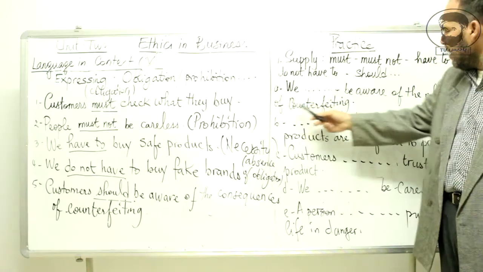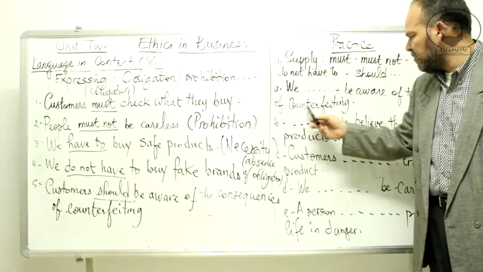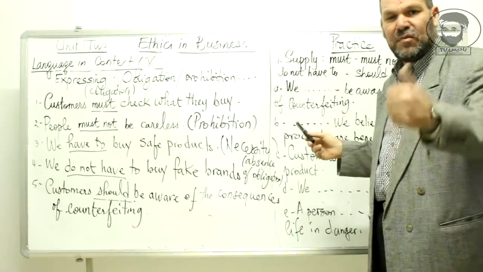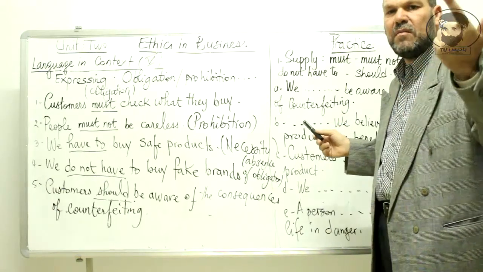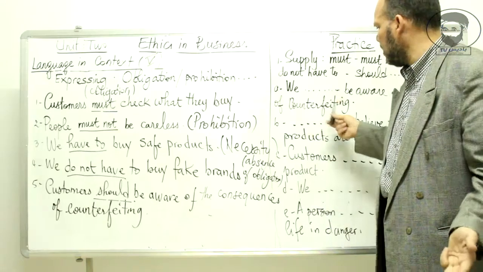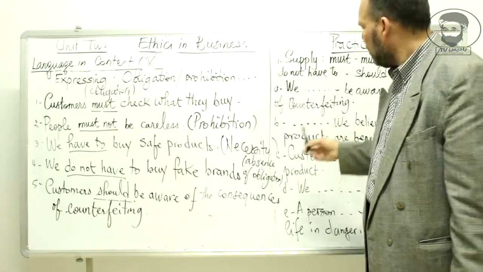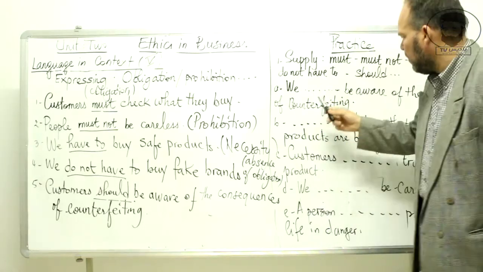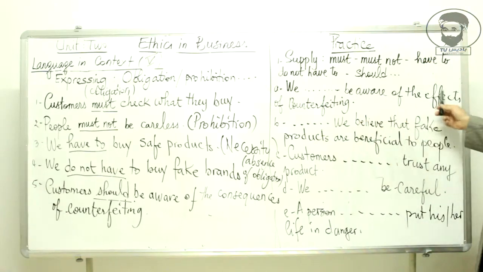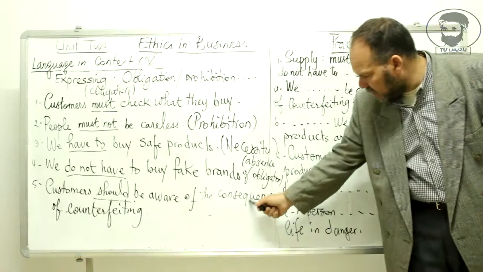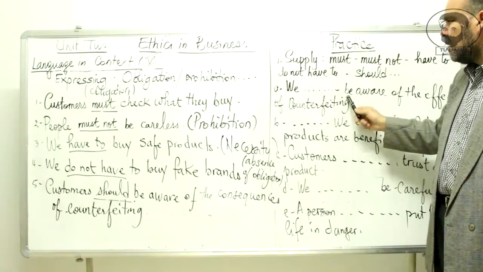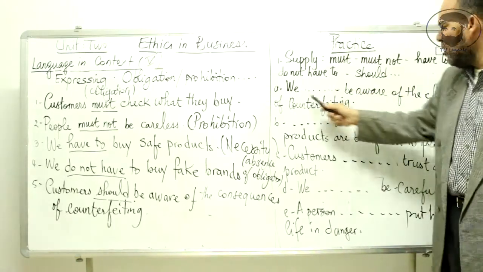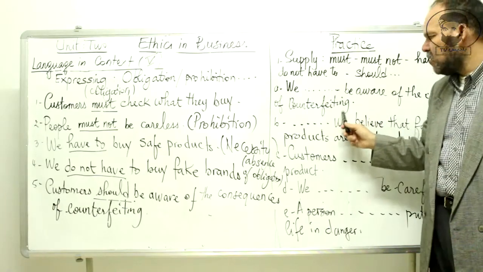Now, first: we be aware of the effects of counterfeiting. And remember that I said counterfeiting is another example of fraud in your unit. So in the first sequence you have studied corruption, bribery, embezzlement, nepotism, remember these words? And in the second part of the unit, sequence 2, read and consider, you will study counterfeiting, which is in general imitating a product to have another one. So, we be aware of the effects of counterfeiting, synonym of consequences. So, we must not, we have to, we do not have to, or we should.